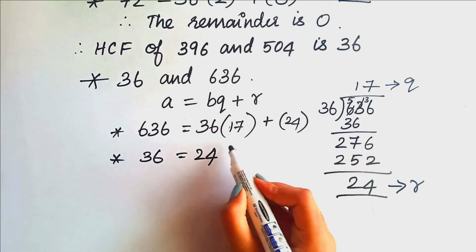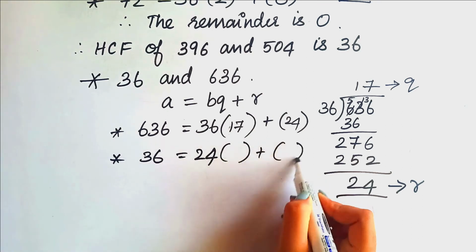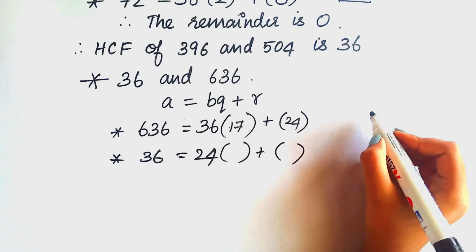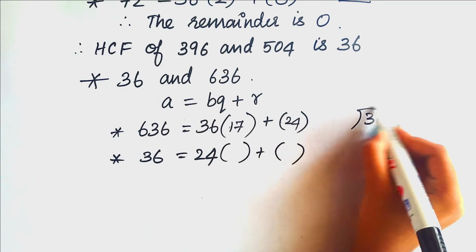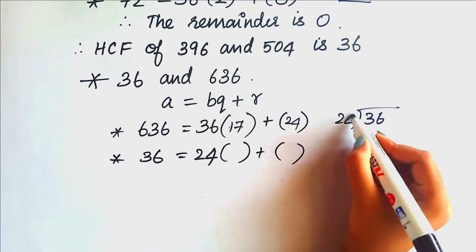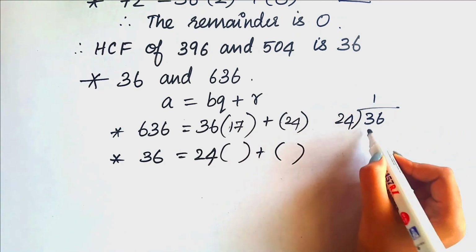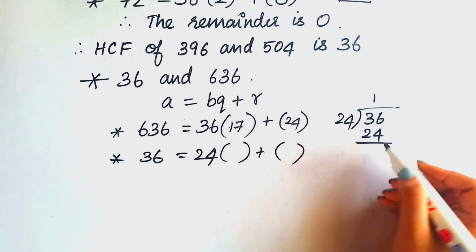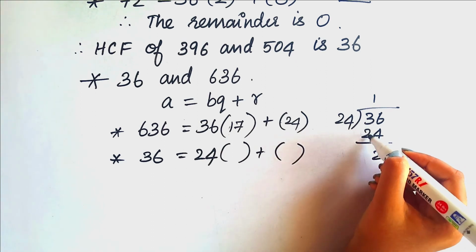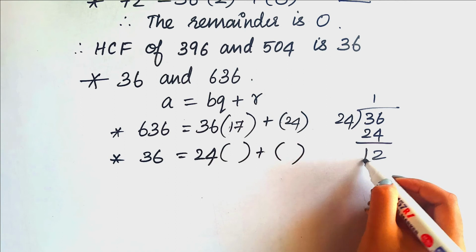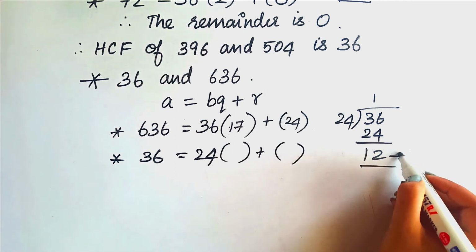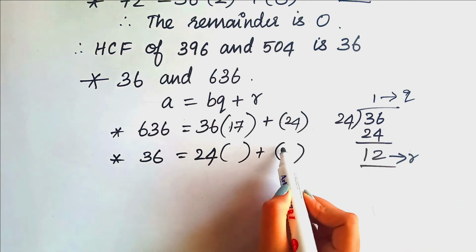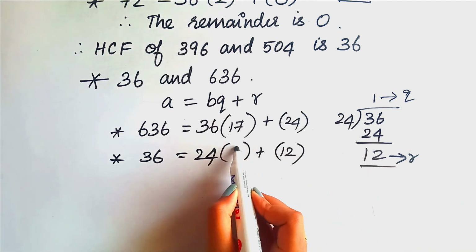And for this we have to find the quotient and the remainder. Now let's divide. Here 36 is our dividend and 24 is our divisor. So 24 ones are 24. Now let's subtract. 6 minus 4 is 2, and then 3 minus 2 is 1, so we get 12. And this is a remainder and this is a quotient. Let's substitute that. The remainder is 12 and the quotient is 1.